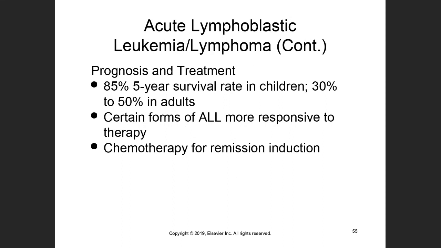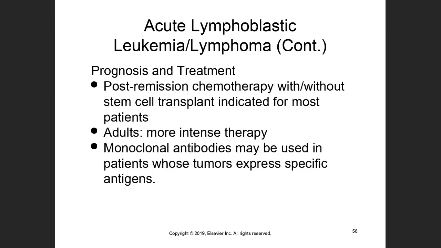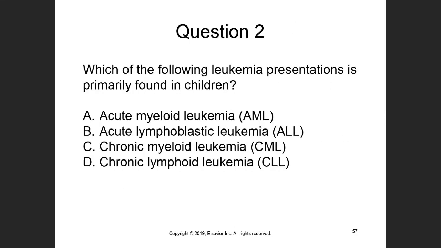Prognosis and treatment: 85% 5-year survival rate in children, 50% in adulthood, basically always in all types of neoplasia. The outcome is better in childhood than in adulthood, okay? Post-remission chemotherapy, with or without stem cell transplants, is indicated for most patients. Adults, of course, you have to give more therapy because the outcome is worse in adulthood.